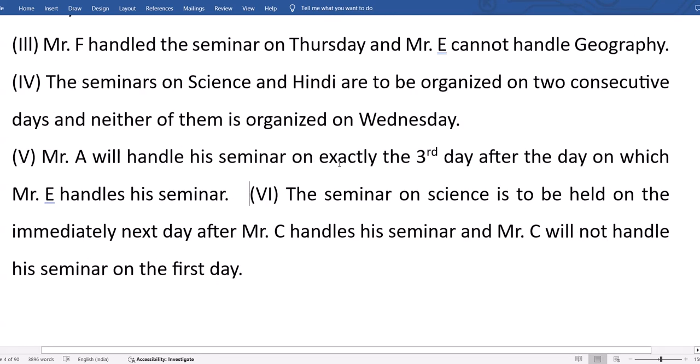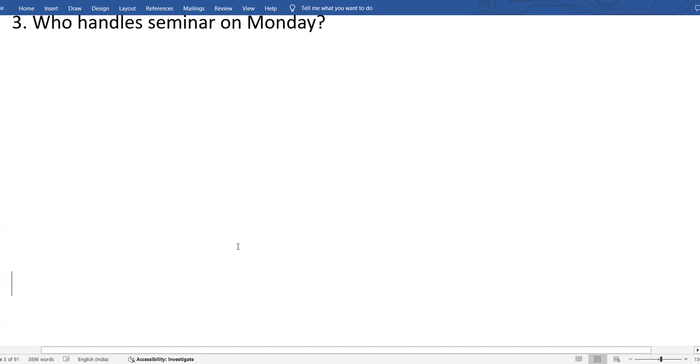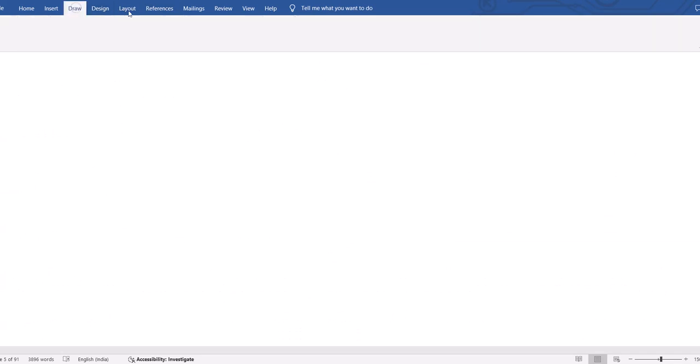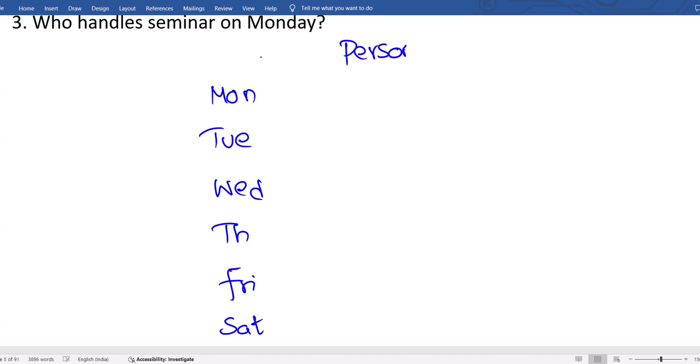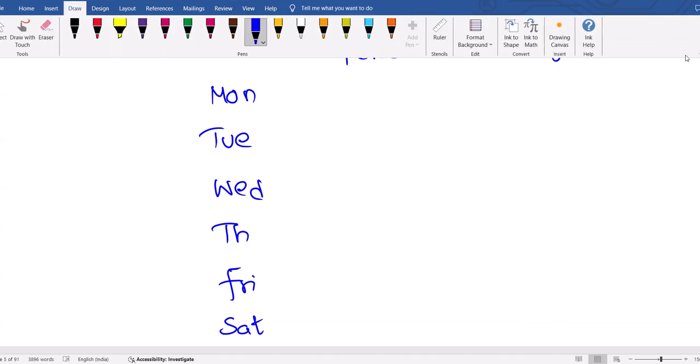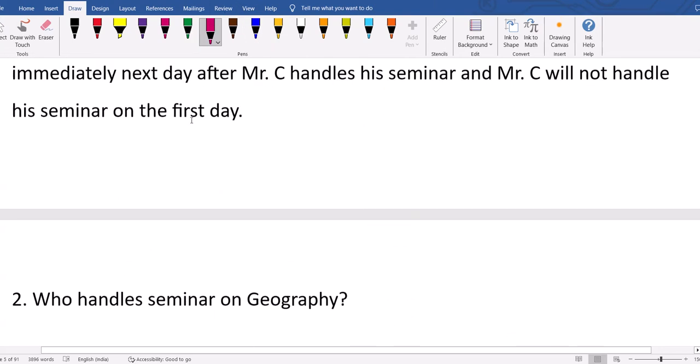Right. First, let me go ahead with the table. We need to prepare a table with 3 columns minimum. One is for the day: Monday, Tuesday, Wednesday, Thursday, Friday, and Saturday. One is for the persons, and one is for the subject. Person and subject. Now go through the information one by one. Collect the data and put it in wherever it's required. Let's go through the statements one by one.